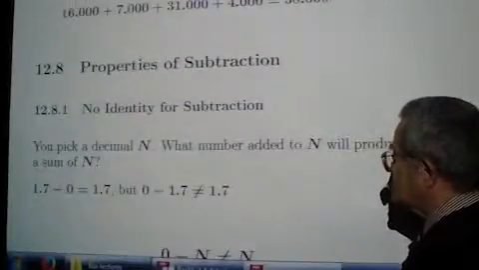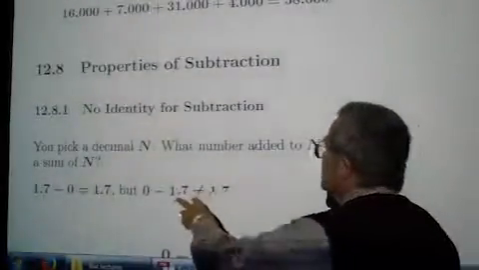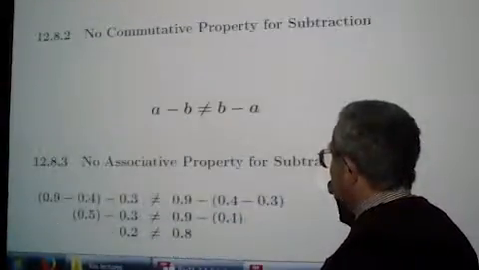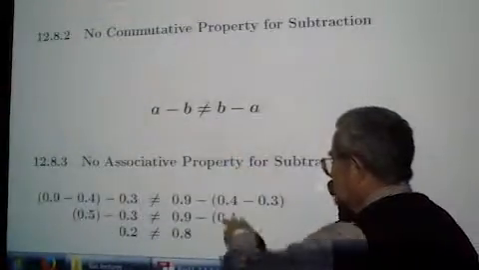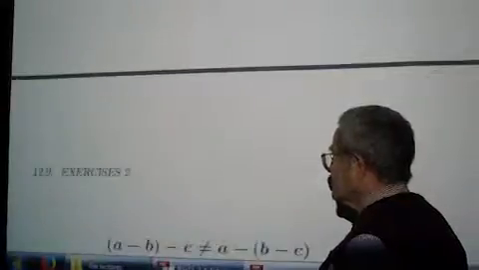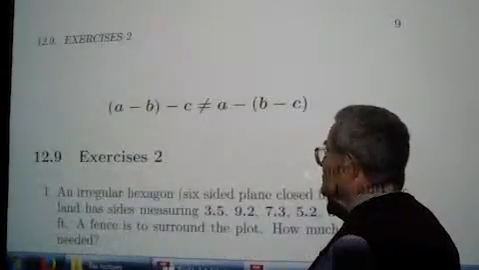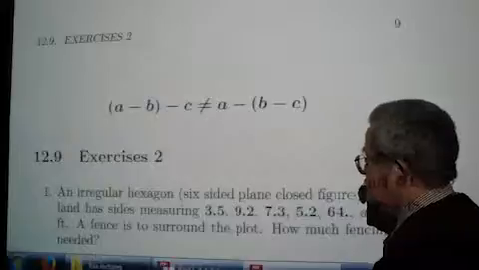Properties of subtraction. Subtraction is not commutative. Subtraction is not associative. Okay? And then we get to the exercises.